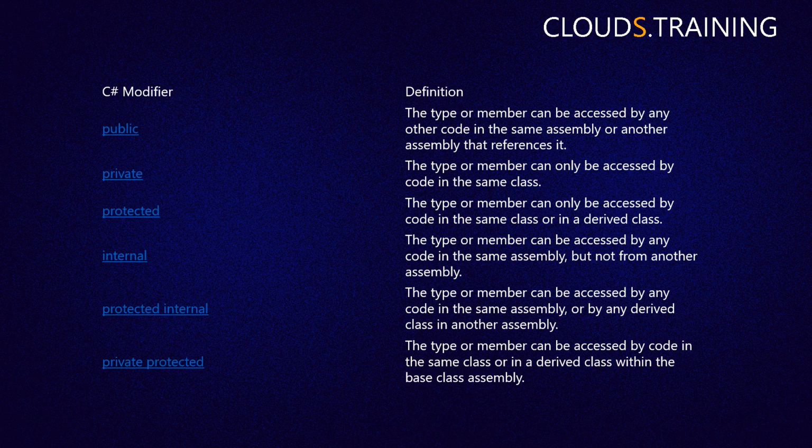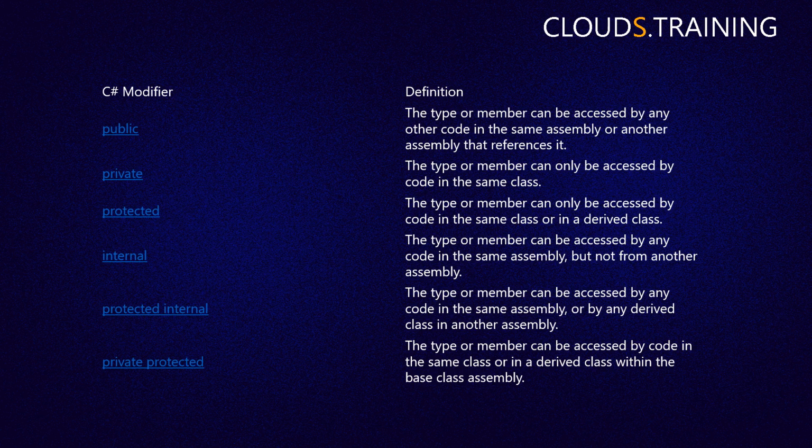When we define private protected as an access modifier, the type or member can be accessed by the code in the same class or in a derived class within the base class assembly. So when we define this, other classes cannot access it, even within the same assembly. However, the other assemblies which are referencing it and are derived from this class can access these methods.